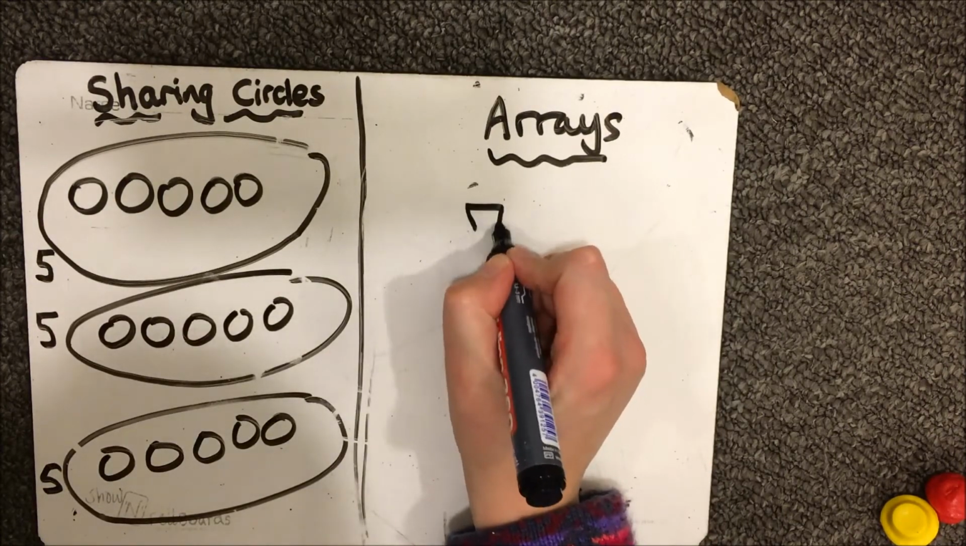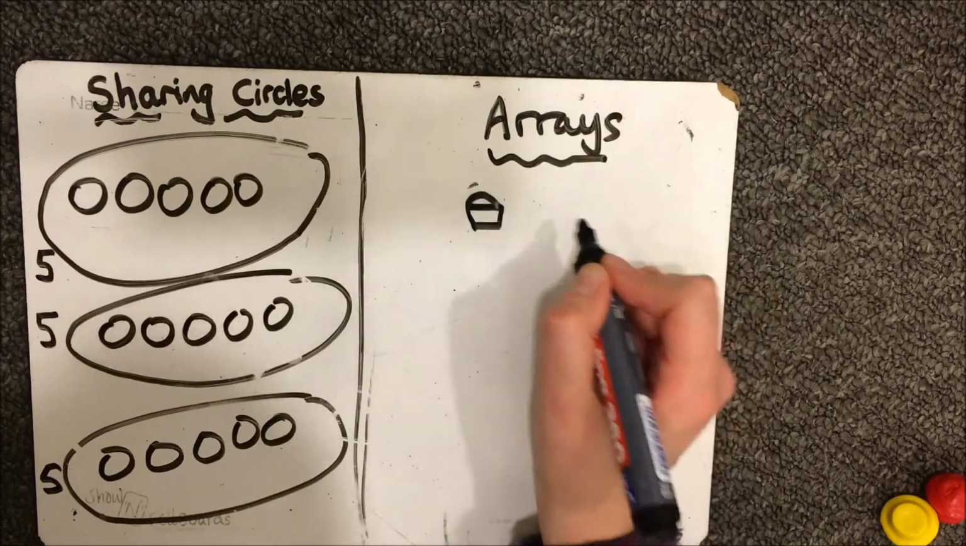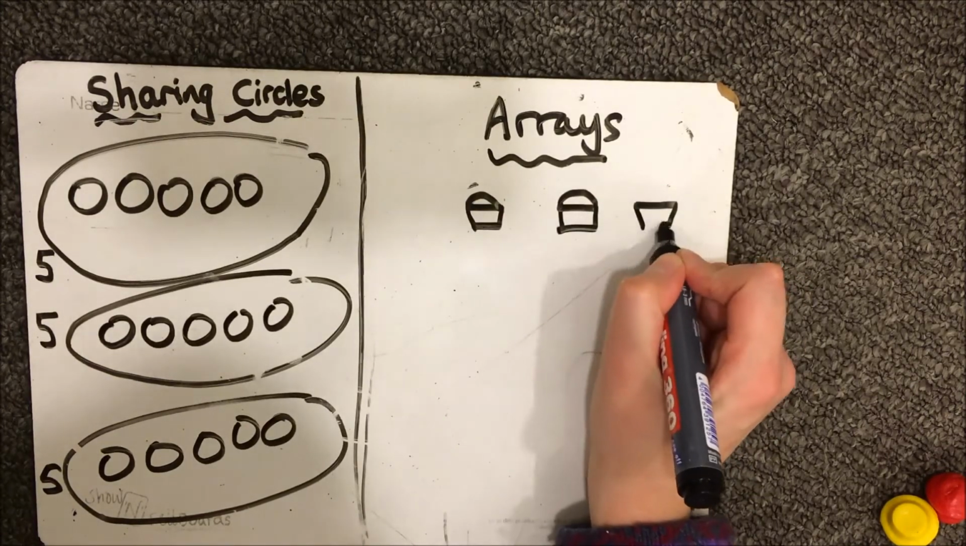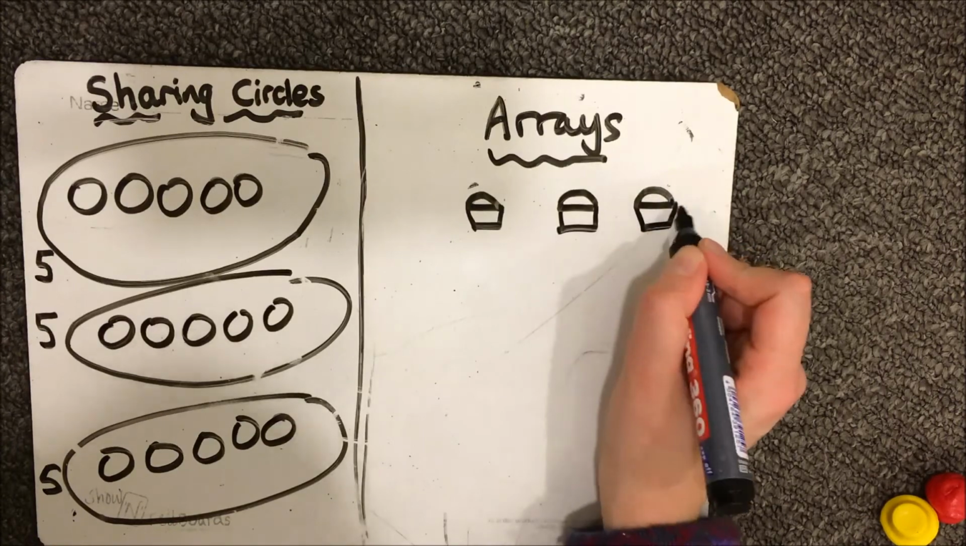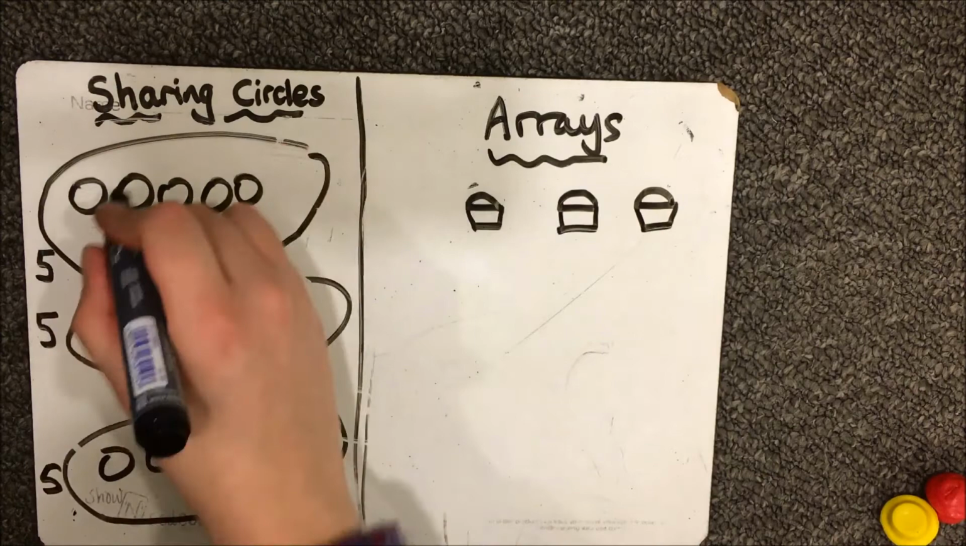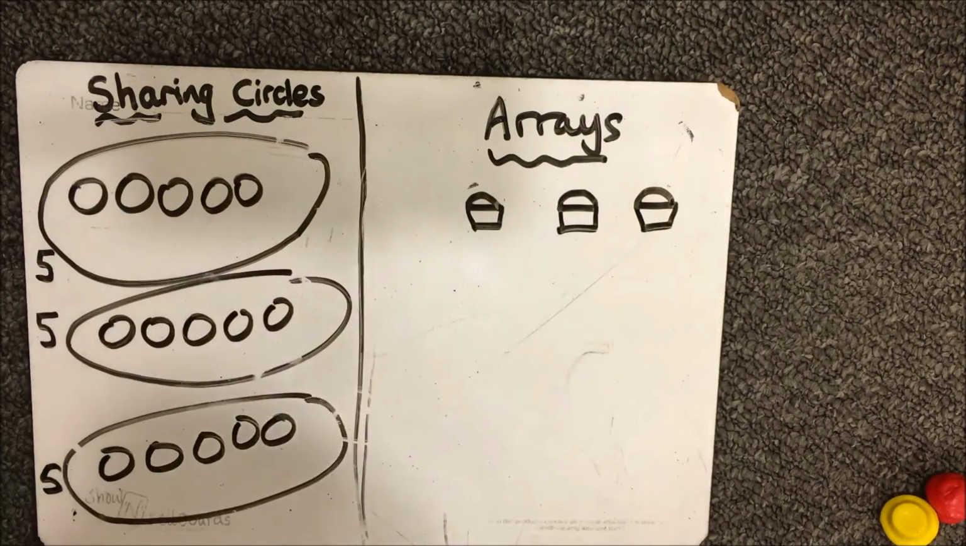So I've got 1 group, 1 box, 2 boxes, 3 boxes. Remember, we keep them in lines that helps us count them more easily and check we've got an equal number in each one. Sometimes when we do sharing circles, we can't see as clearly. This one's very clear though. Sometimes though, when we're just putting them randomly in circles, they're harder to see. So an array is much clearer.